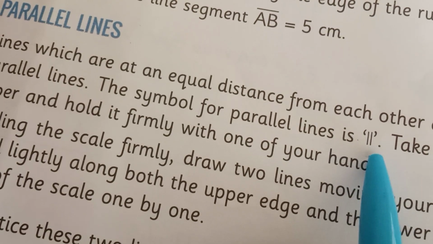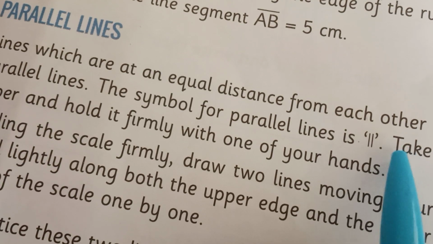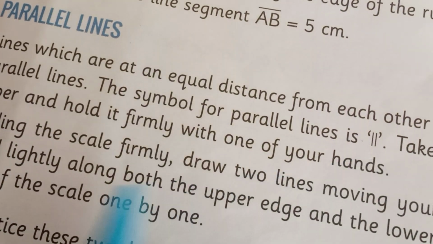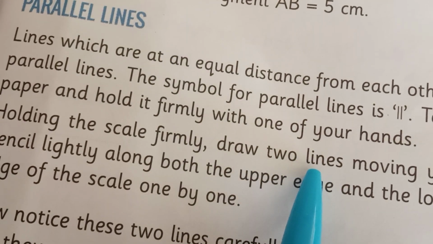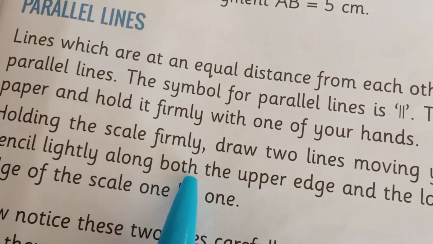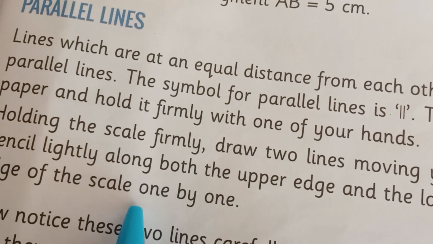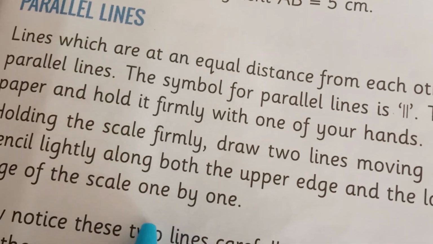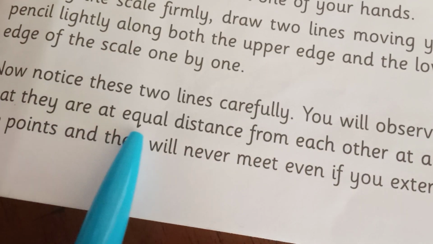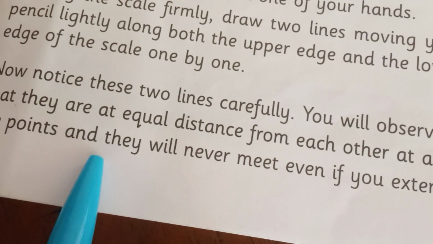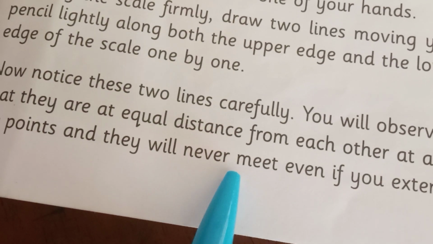Suppose children, you take your scale, put it on a paper and hold it firmly with one of your hands. Now holding the scale firmly, you try to draw two lines, moving your pencil lightly along both the upper edge and the lower edge of the scale one by one. Now you will notice those two lines carefully. You will observe they are at an equal distance from each other at all the points and they will never meet even if you extend them on left and right.